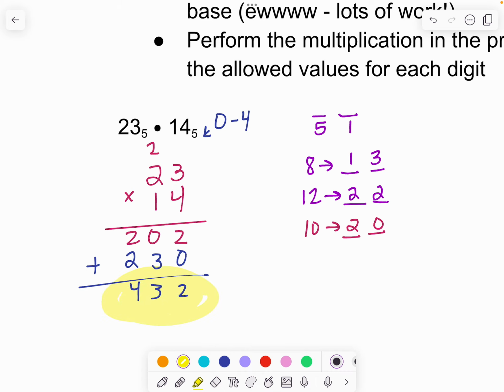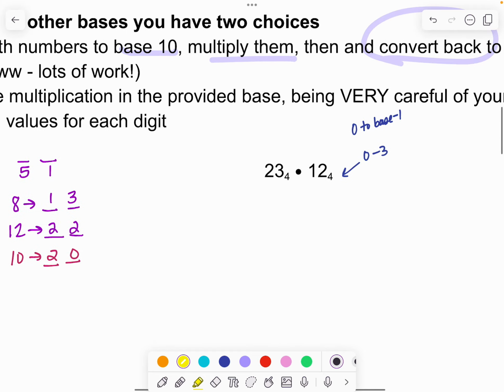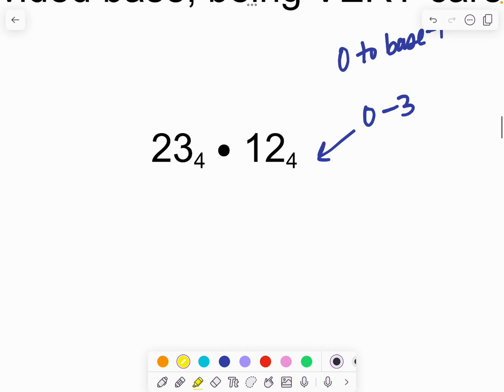All right, let's go ahead and do another one together. So actually, you know what, for this one, why don't you do it on your own? So we'll pause the video and then go ahead and give this one a try.